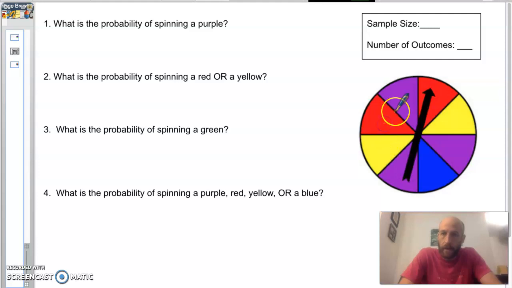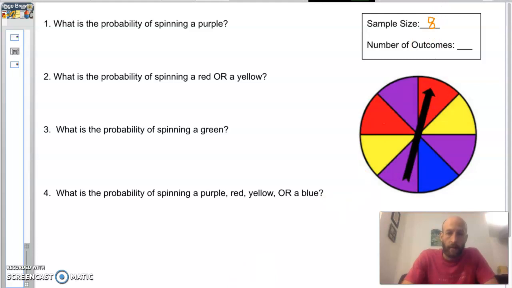So there's 1, 2, 3, 4, 5, 6, 7, 8. So my sample size is 8. Okay, let's look at question number 1. Question number 1 says, what is the probability of spinning a purple?